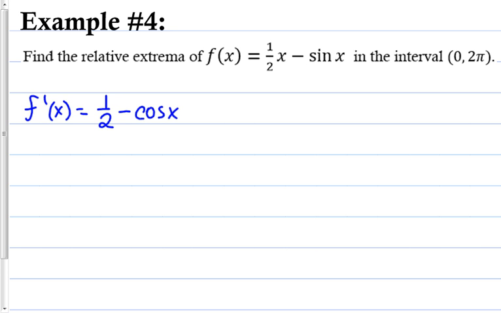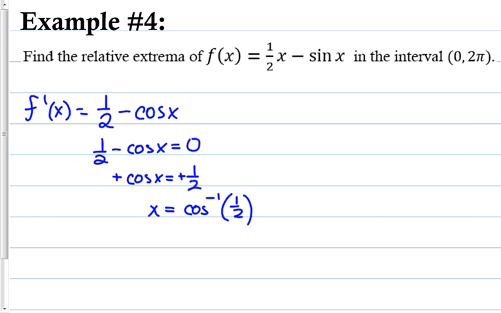I need to set this equal to 0. So I end up with negative cosine x equals negative 1/2. The negatives should cancel out, right? So I'll just make them little pluses. And cosine x equals 1/2. I need to figure out what x is. So this is going to be x equals the cosine inverse of 1/2. So what this means is I need to figure out every angle where the x-coordinate is positive 1/2.